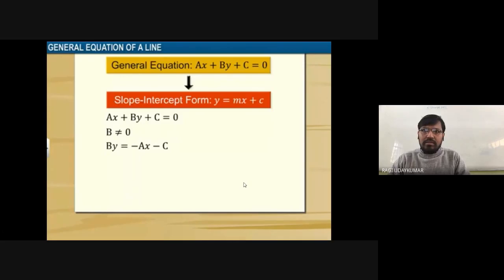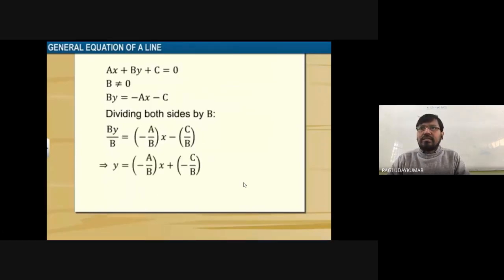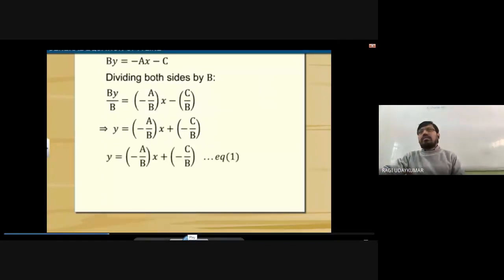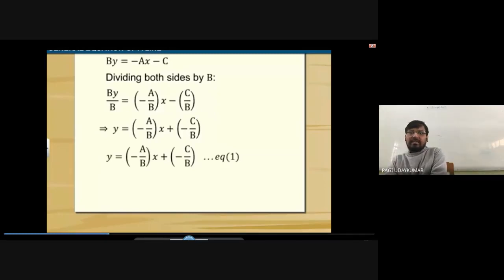So only the y term, the y coefficient, should be on the left hand side. Remaining terms we send to the right side. Dividing both sides by b, we get y is equal to minus a by b into x plus minus c by b. Now see, in the place of m, what do you have here? Please, anyone give the reply. So minus a by b. Yes, that is the slope of this line. And the y-intercept is minus c by b.